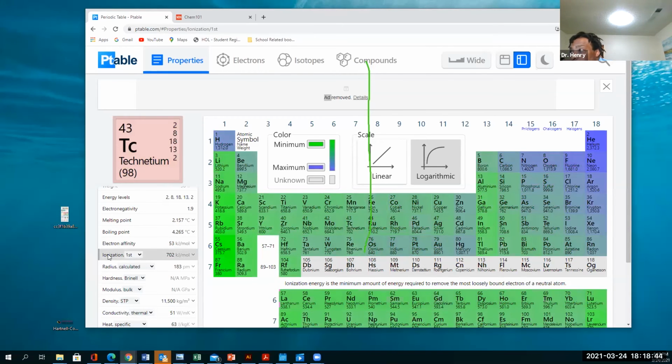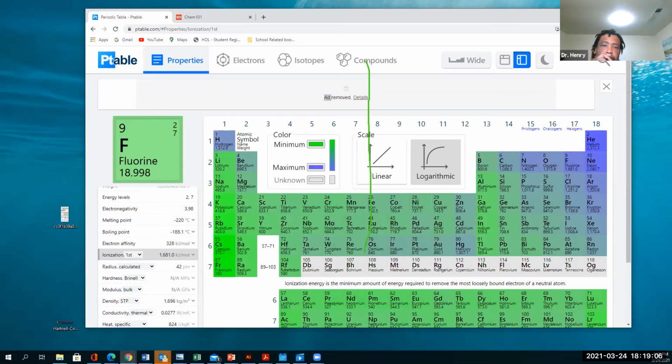And you see here, it goes up, it goes up, it goes way up, and it drops back down between nitrogen and oxygen, and then it goes back up. So nitrogen always has these little quirks about it.